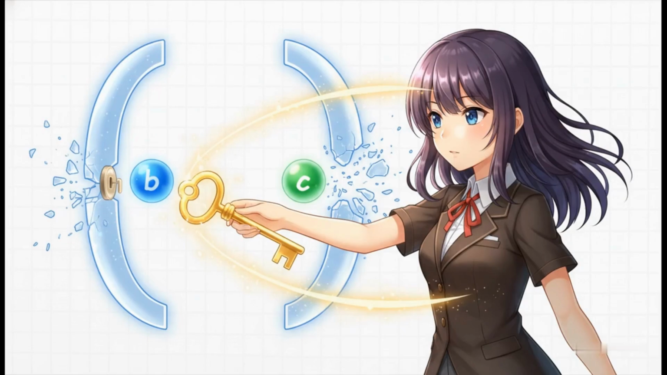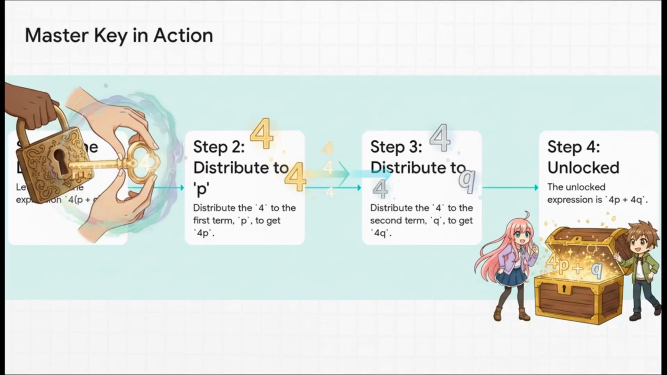Here's the blueprint for how it works. If you have a number A multiplied by the group B plus C, you just distribute that A to everyone inside. It becomes A times B plus A times C. You've basically busted the parentheses right open. Let's watch this master key do its thing.